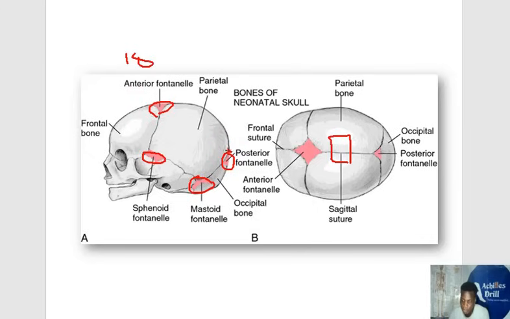The posterior fontanelle basically closes within the first or the second month. It closes between the first 2 months of life. Okay, that's for the posterior fontanelle. The sphenoid fontanelle takes about 6 months, but just understand that the posterior fontanelle will be the first to close, followed by the sphenoid fontanelle, and the anterior fontanelle, as a matter of fact, is the last to close.